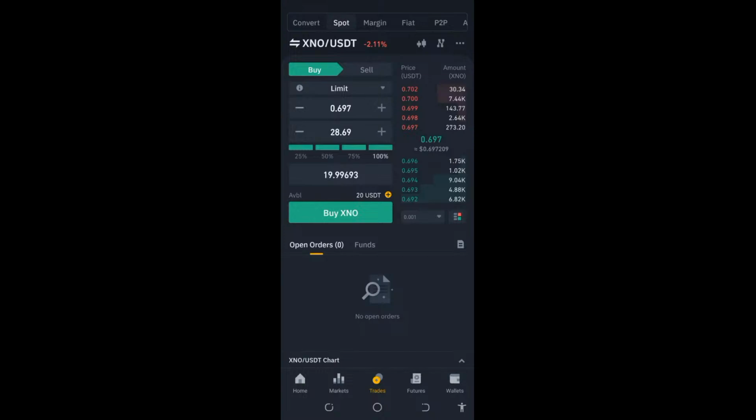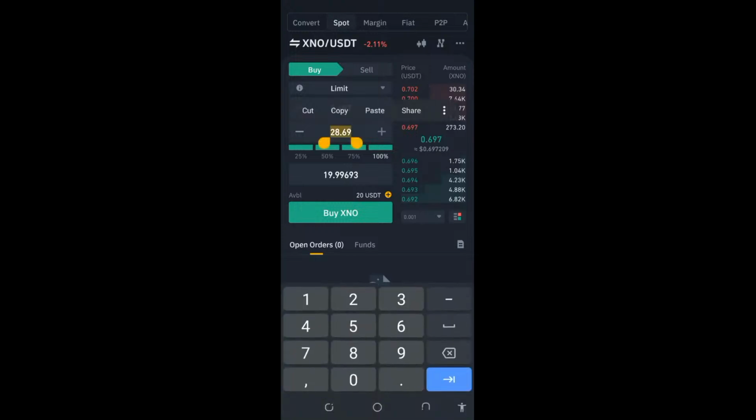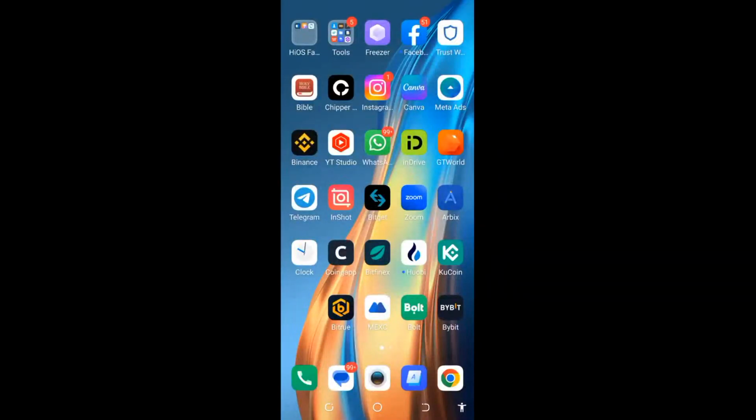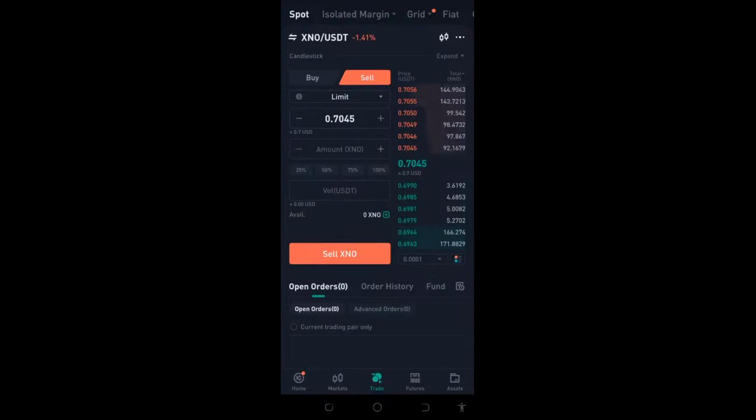First off, let's see how much we can get. The price is 0.697, and with our $20, we can get 28.69. Let's quickly copy this and go over to KuCoin to see what we can get. So currently here on KuCoin, let's paste what we have and see what we get. Okay, we have 20.21. That looks a little bit slim.